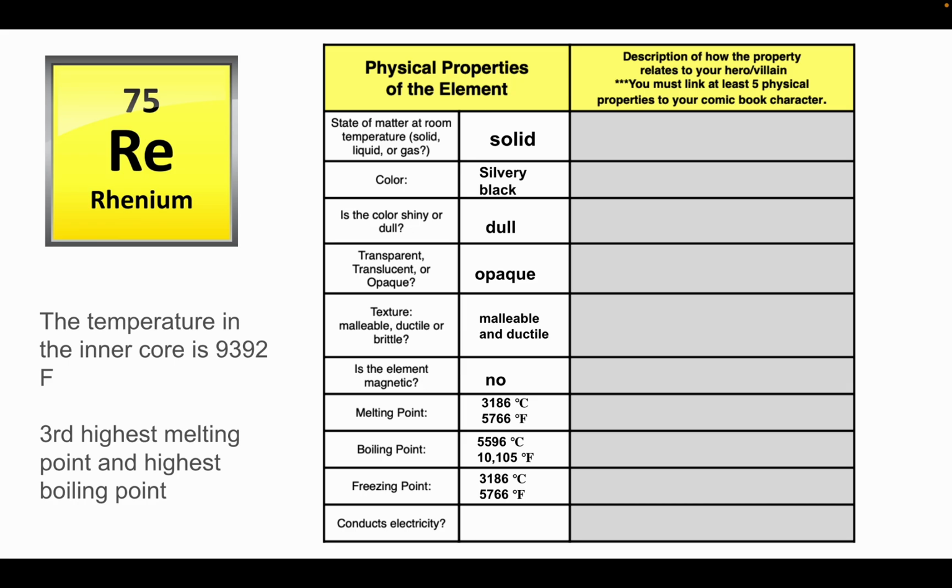So, first of all, rhenium is a solid. What that means for me is that I have normal human form. If you have a liquid or you have a gas, you have some interesting options. I want you to use your imagination. If your character is a liquid or a gas, then you can get yourself into maybe some different situations or places that somebody who has a solid form could not.